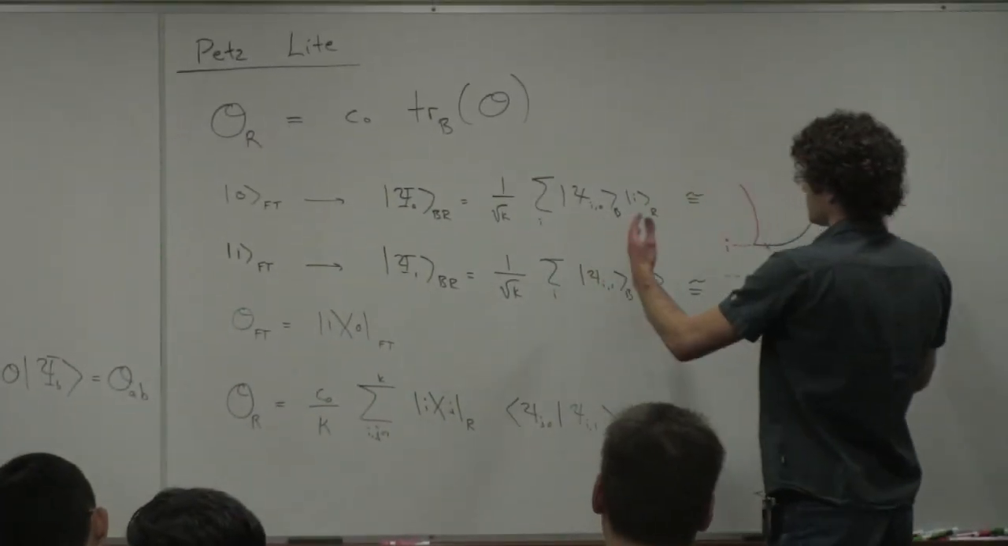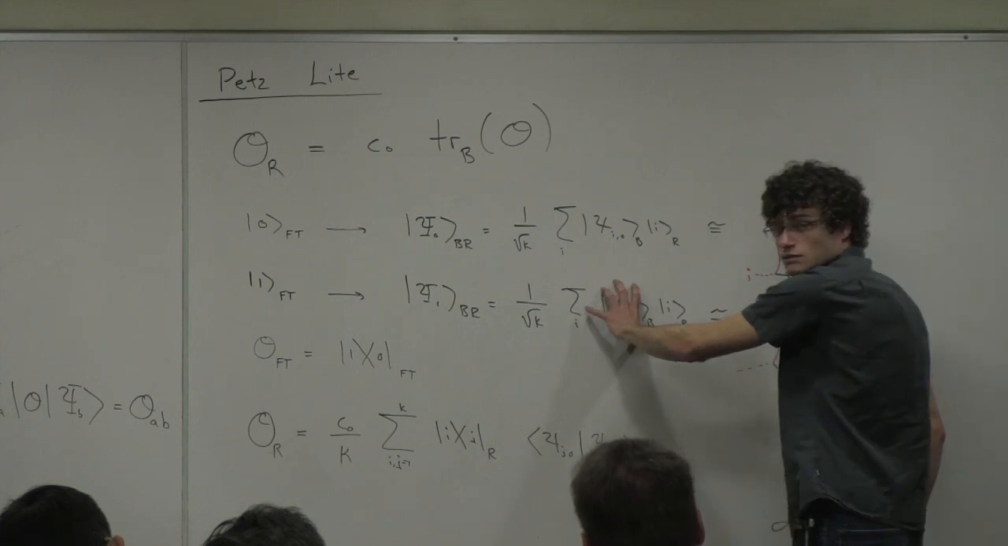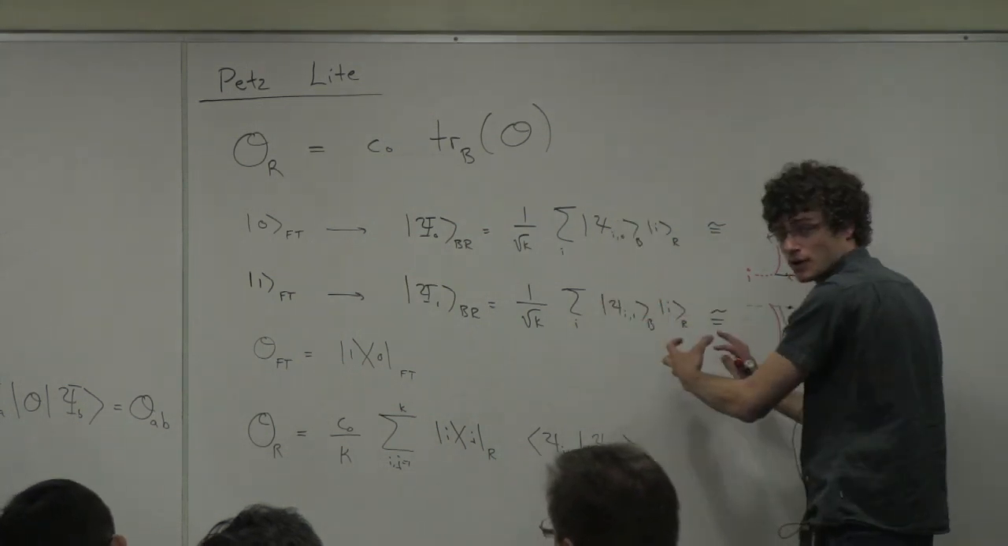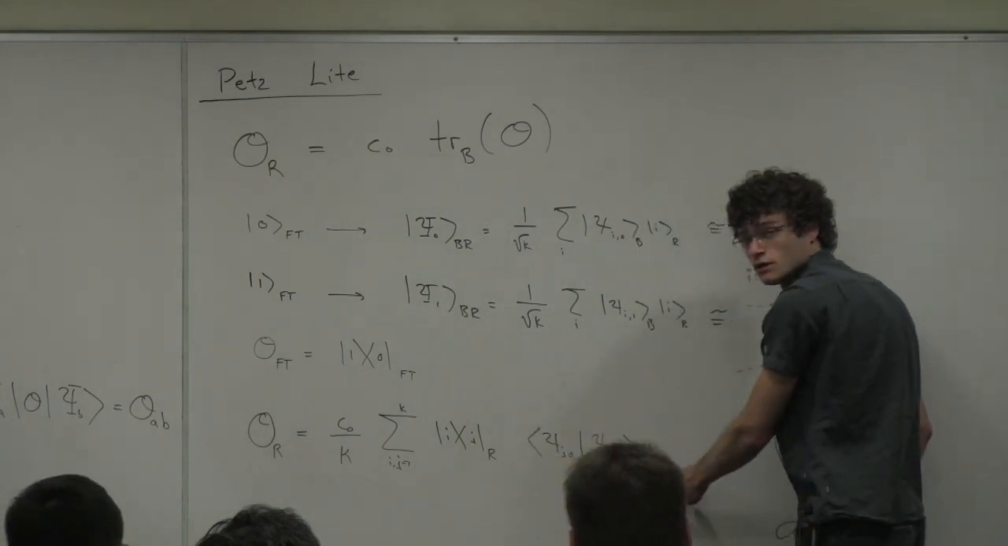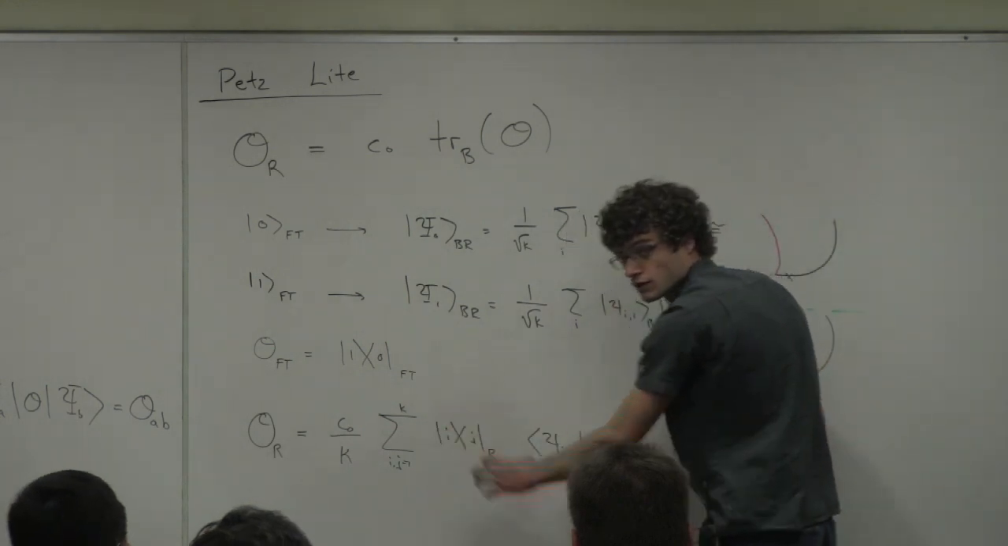Then when we take the trace over the B system, we end up taking the inner products of the B vectors. The trace of the outer product of these B vectors is just an inner product of those vectors, and that's this term here. So that's this inner product here, and it multiplies an actual operator in the R system.